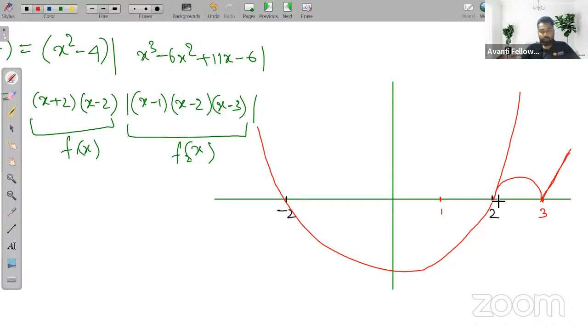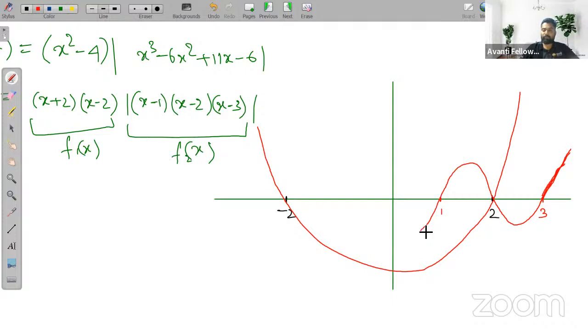So when we are reaching the point 3, any cubic graph will be like this. If you draw the graph, it will be like this.